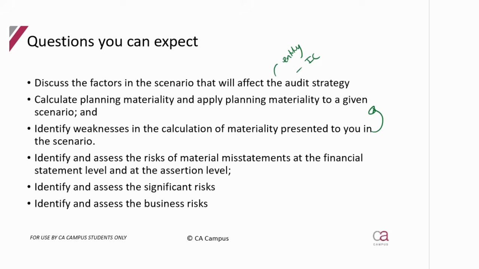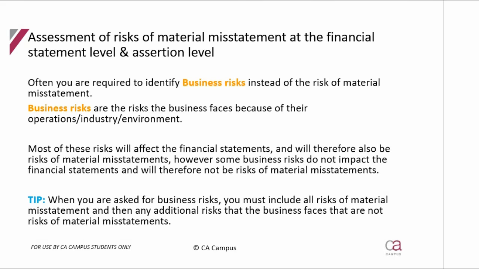Identify and assess the risks of material misstatement at the two levels. This is going to happen, no doubt, in tests and exams at both levels. Identify significant risks, which are just the risks at the assertion level that are very important. And then identify and assess business risks. We didn't really touch on business risks, so I've just included a slide here to explain what business risks are.